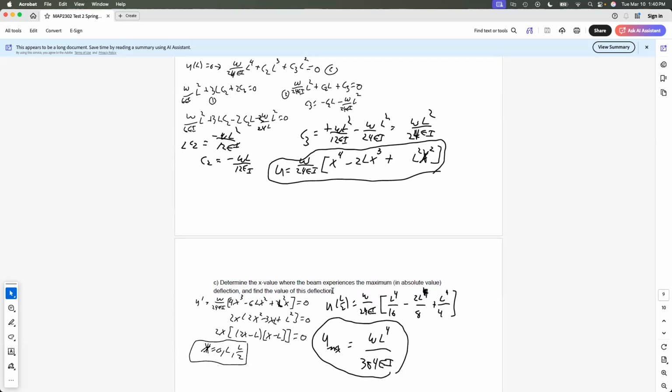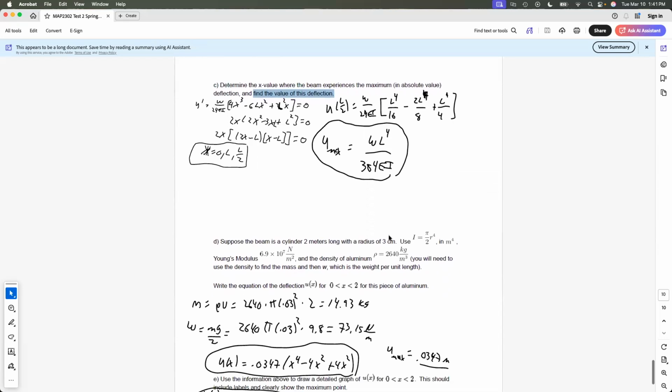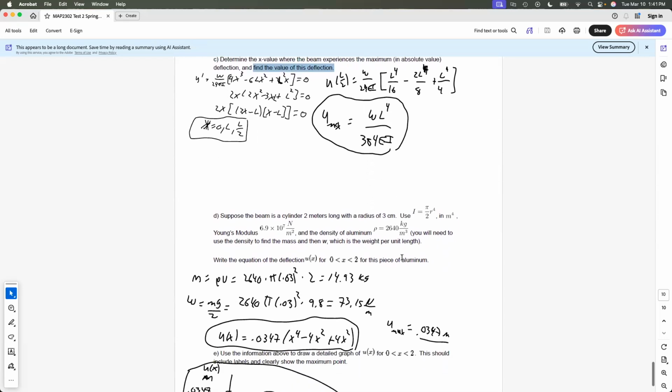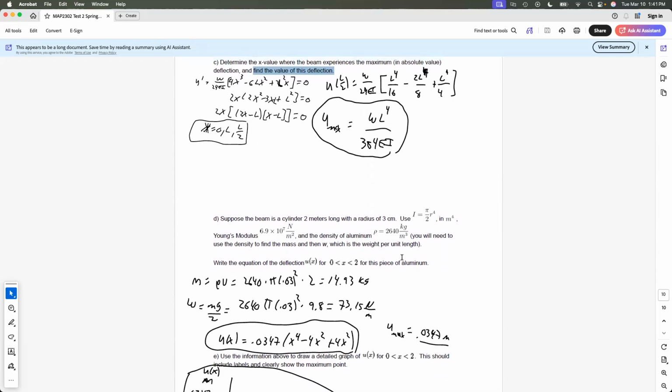And then a lot of times, groups miss this direction. Now that you found where the maximum deflection occurs, find how big that deflection is by plugging L over 2 back in here. Not in your derivative. If you plug it in your derivative, you get 0. Plug it back in here. Then now we're going to plug in a bunch of ugly numbers.